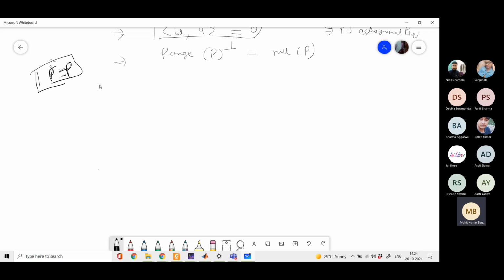Let him tell. Sir, how is Pw equal to w coming from this? So if p is in the range of, okay, is that the doubt? Is it clear to any other student? How are we getting this? P square is equal to p, that is given, and we have taken this from the range of p. So how are we getting this Pw equal to w?